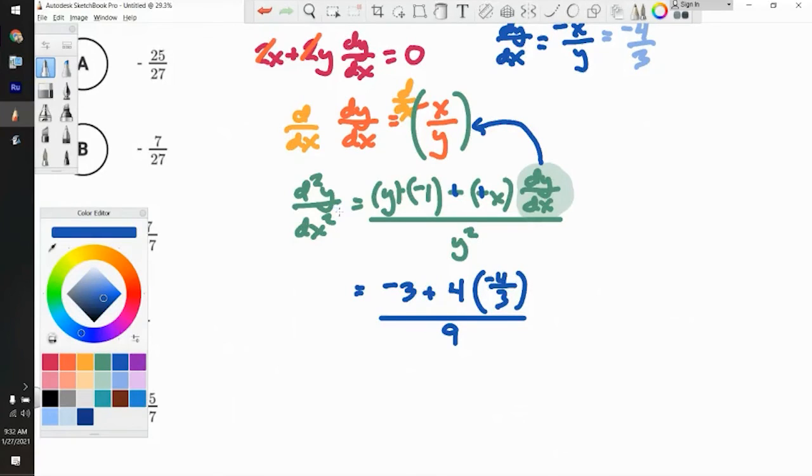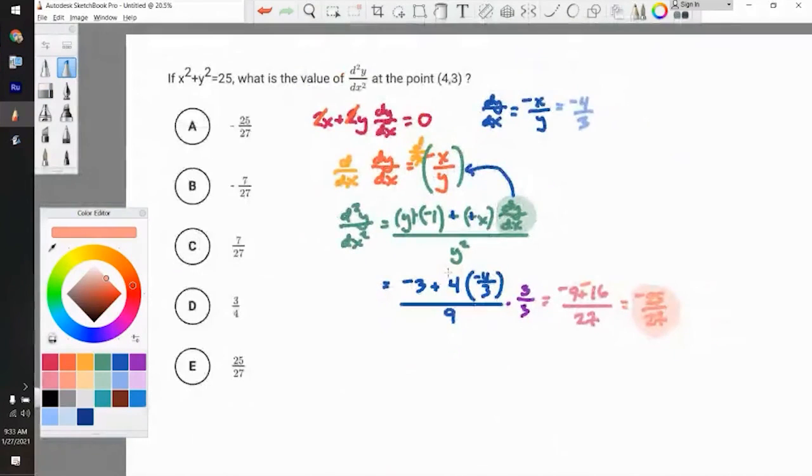Okay. Now we do have to simplify this. If you remember that thing I was telling you before, the easiest way to simplify is to multiply the top and the bottom by whatever the denominator is, which is 3. Okay, so then you're going to get negative 9 minus 16 over 27. Right? So then you get negative 25 over 27 for your final answer.